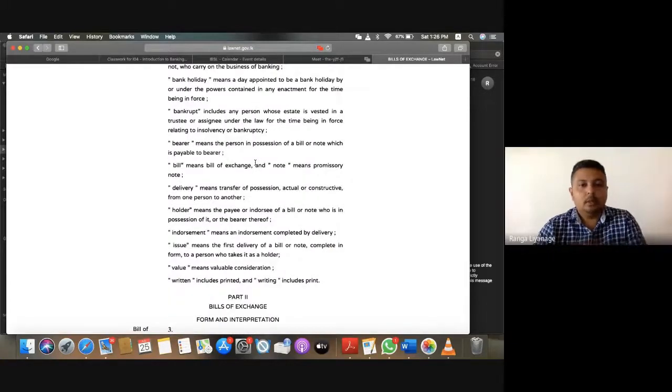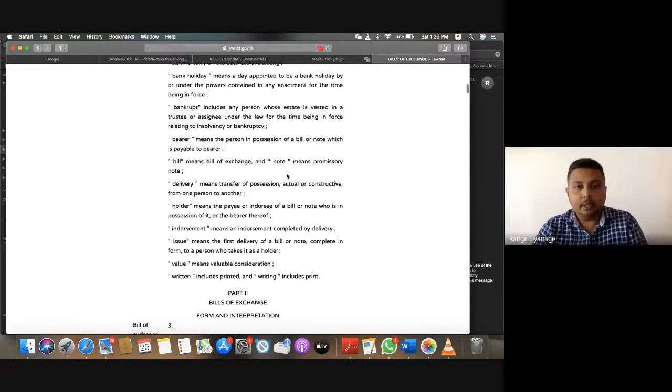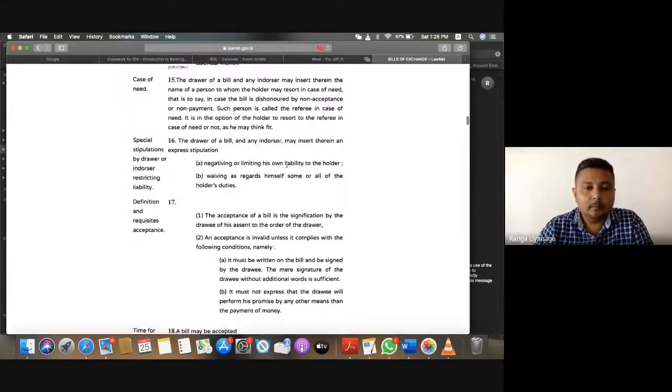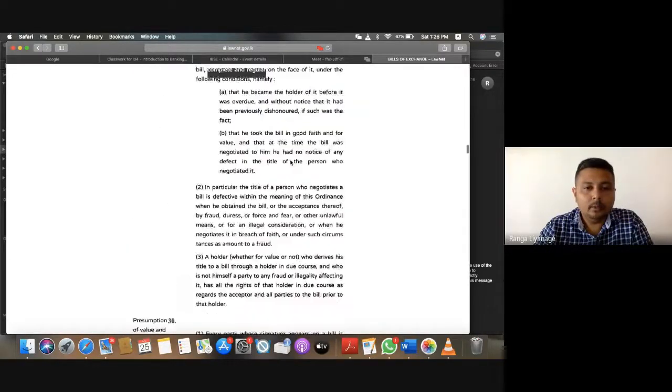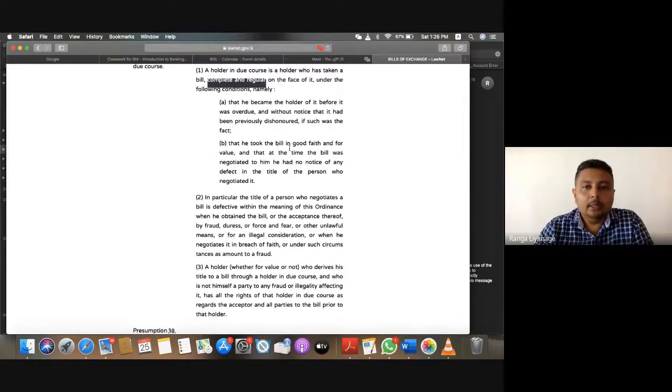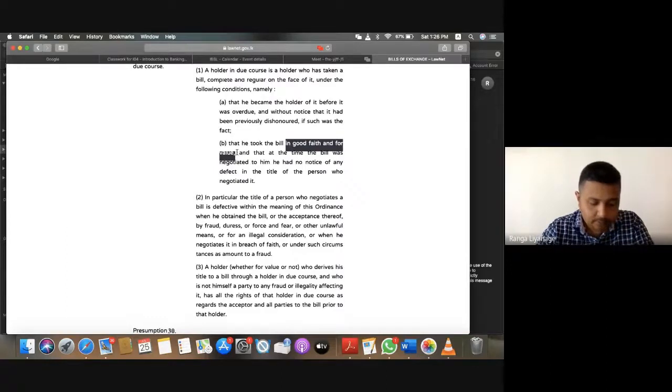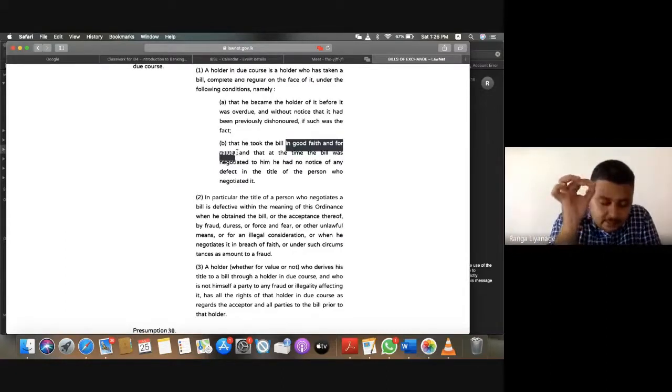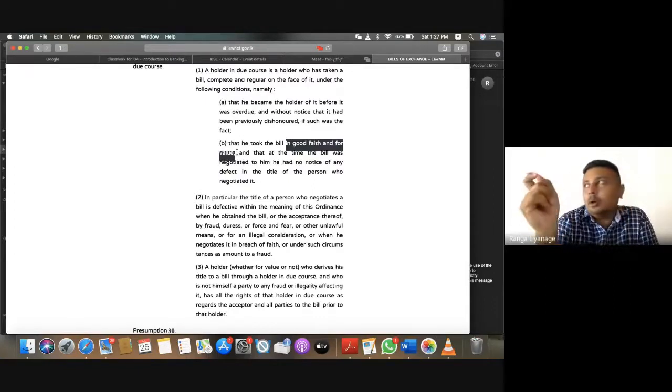Right? Then, in good faith and for value, where were we? We were in 29. Right. In good faith and for value. What do you mean by in good faith and for value? A thing is deemed to be done in good faith within the meaning of the Bills of Exchange Ordinance, where it is in fact done honestly, whether it is done negligently or not.